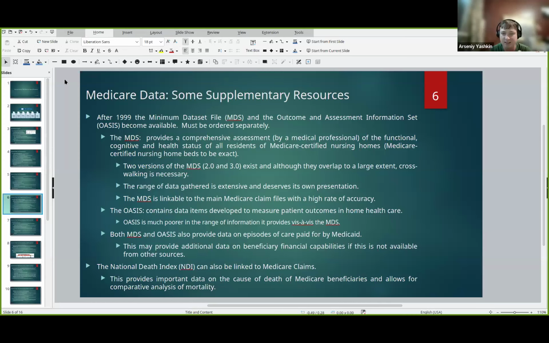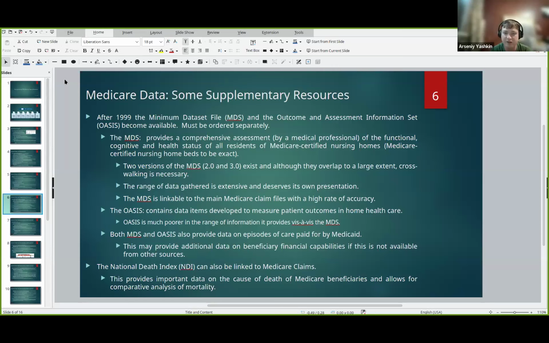So there's two versions, the MDS 2.0 and 3.0. They overlap to a large extent, but you need to crosswalk them. There is a preliminary crosswalk made by RAND, which was done for the pilot versions and does not work in any shape or form to the final versions of the MDS 3.0. So if you use the first thing that you find on the internet, which would be the RAND Corporation crosswalk, apply it to crosswalk 2.0 to modern 3.0 data, it won't work. Right? You need to go into the instruments and crosswalk them themselves.